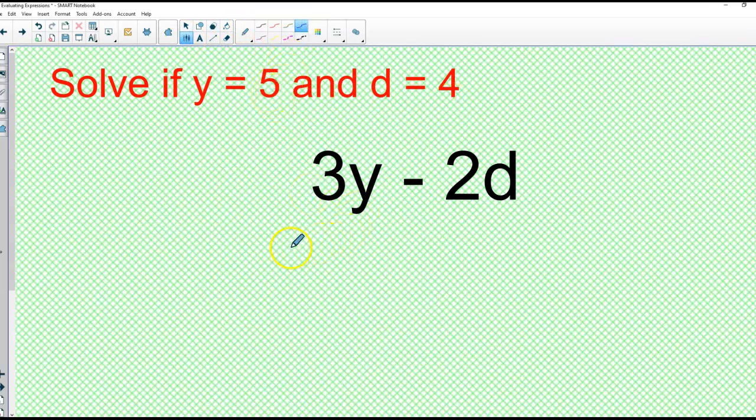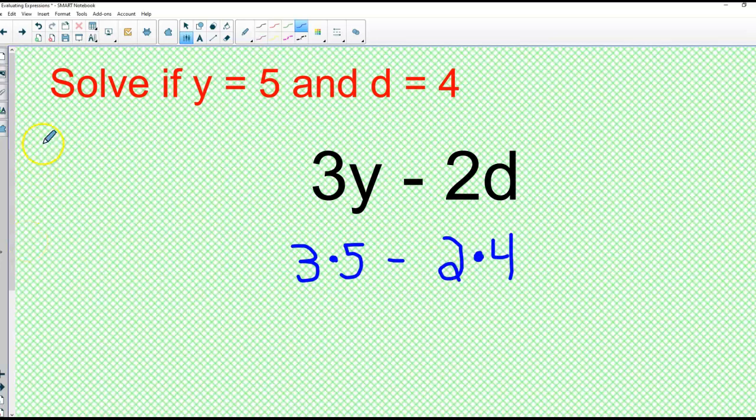So y is 5. So this means 3 times 5. Remember, a number and a letter together mean multiply. And so does my dot there, means multiply. And d is 4. So this means 2 times 4. So I'm going to use the dot again.